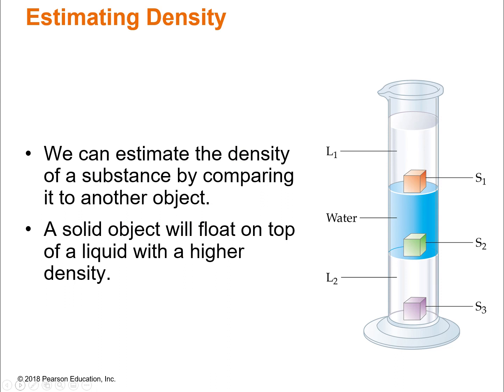We can just compare the densities of different objects and have a relative idea of how dense something is. A solid will float on top of a liquid with a higher density. So let's say that we have a graduated cylinder and we've got 3 different liquids: L1, water, and L2. Let's not even address the solids yet. We've got a liquid sitting on top of water, which is sitting on top of another liquid.